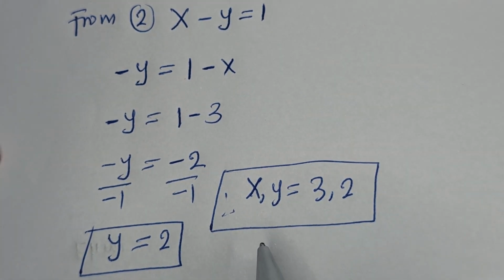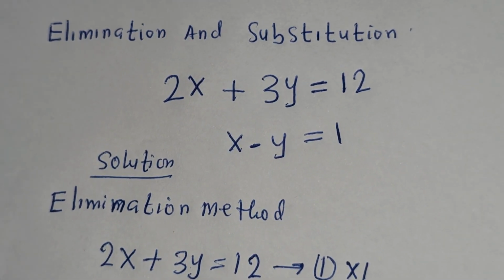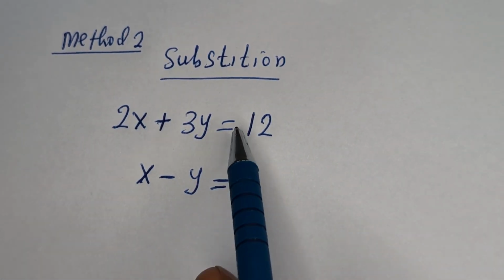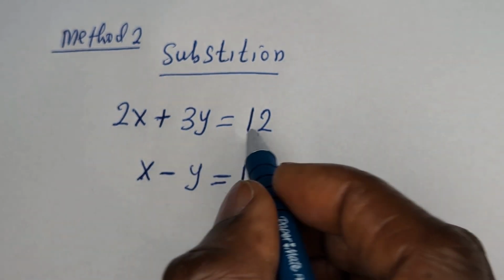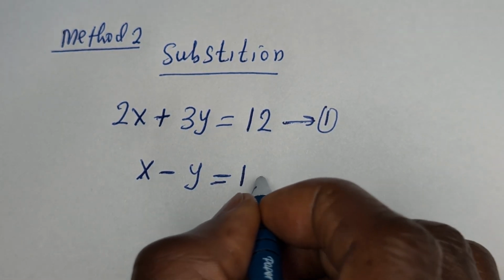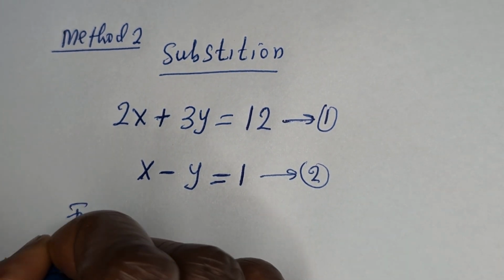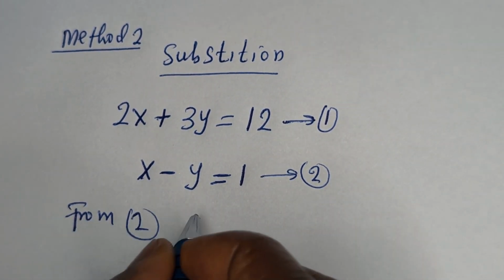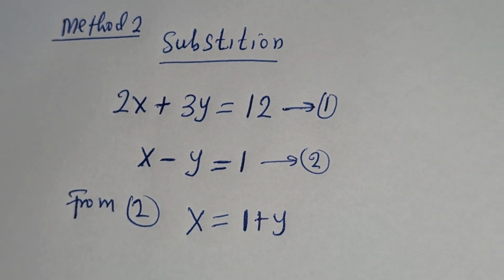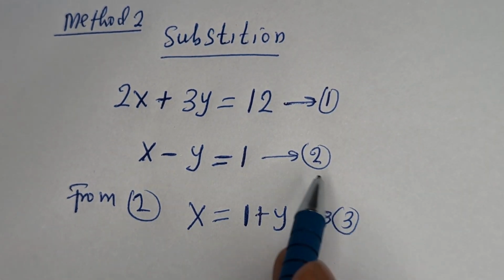Now let us consider the second method called substitution method. In order to consider the substitution method, we have 2x plus 3y is equal to 12, and this is equation 1. x minus y is equal to 1. This is our equation 2. Now from equation 2, x is equal to 1 plus y. Let's call this equation 3. Now let us substitute equation 3 into 1.